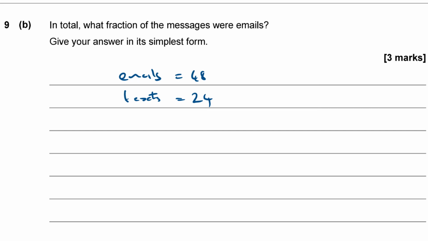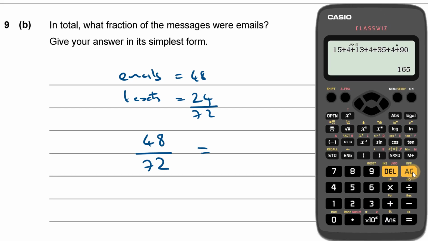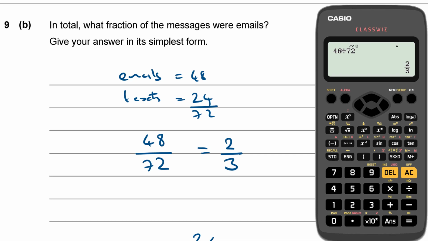So then the fraction that are emails is going to be the number that is emails, which is 48, divided by the total. It's these two added together, isn't it? So 48 and 24 gives you a total of 72. Okay, so 48 out of 72. Now your calculator can do the simplifying for you. It's the calculator paper, so just type in 48 divided by 72. That will cancel it down for you. It's 2/3. So that's my final answer, 2/3.